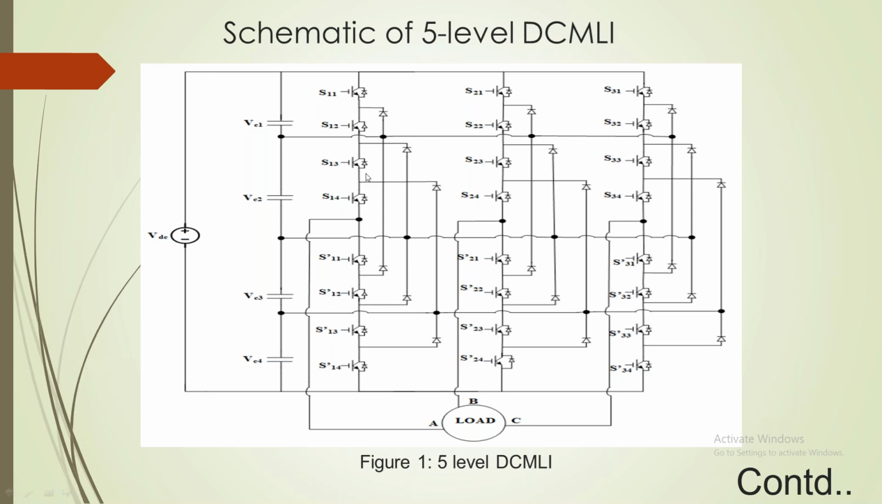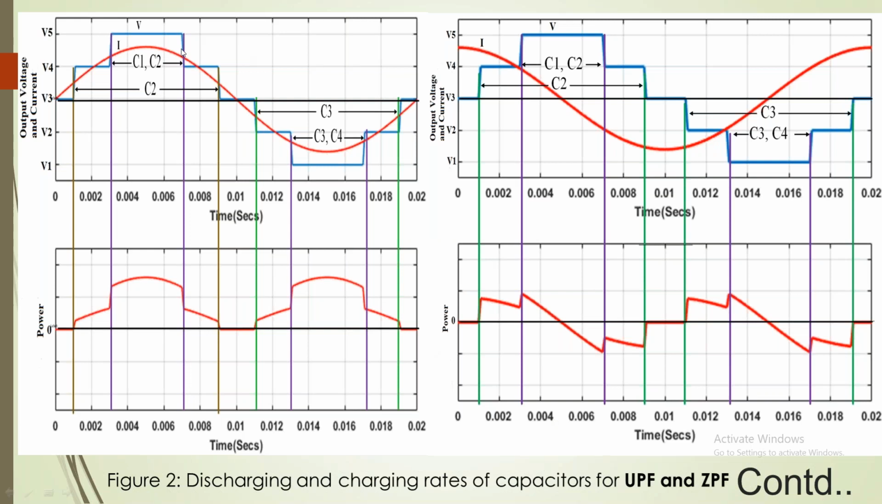So let's see what happens. When the topmost level is being fed to the load, both the capacitors will come into action. When the inner level is being fed to the load, only this capacitor will come into action, because these two switches have been turned off and the other capacitor is disconnected. So both capacitors come into action for the topmost level, and only the inner capacitor comes into action when the VDC by 4 level is fed to the load. If you observe here, when the topmost level is fed, both C1 and C2 supply the load. But when the VDC by 4 level is fed, only the inner capacitor is coming into action. The outer capacitor C1 is not.